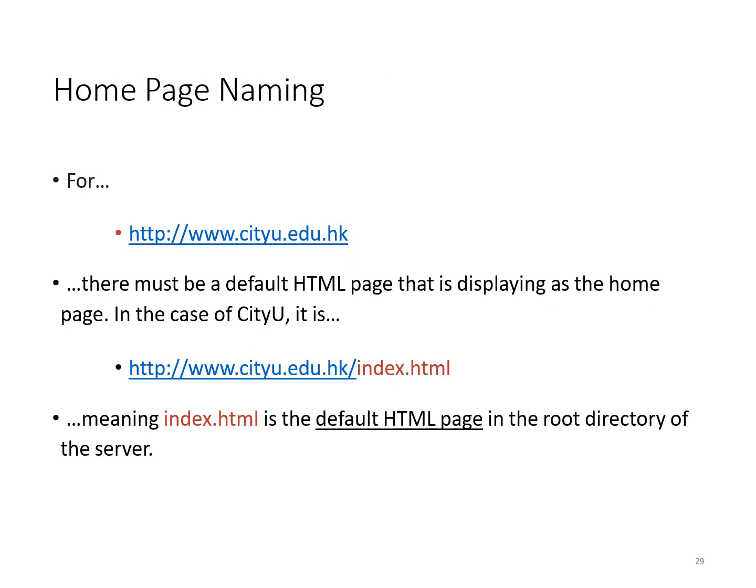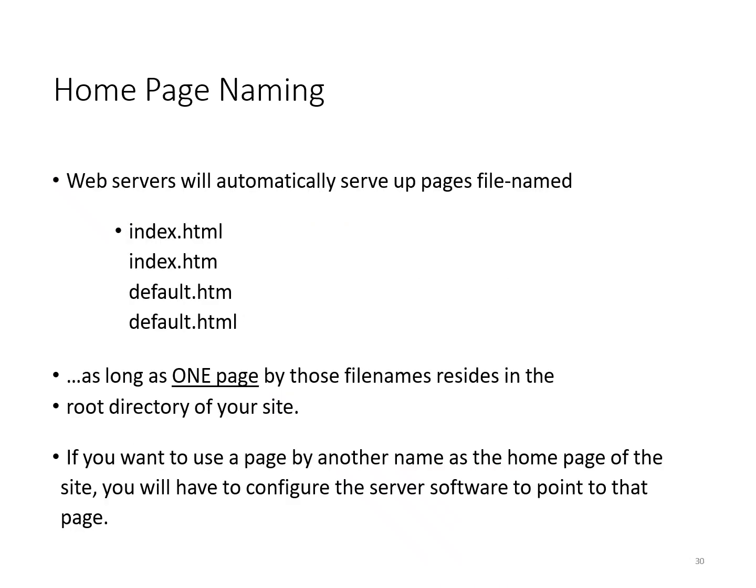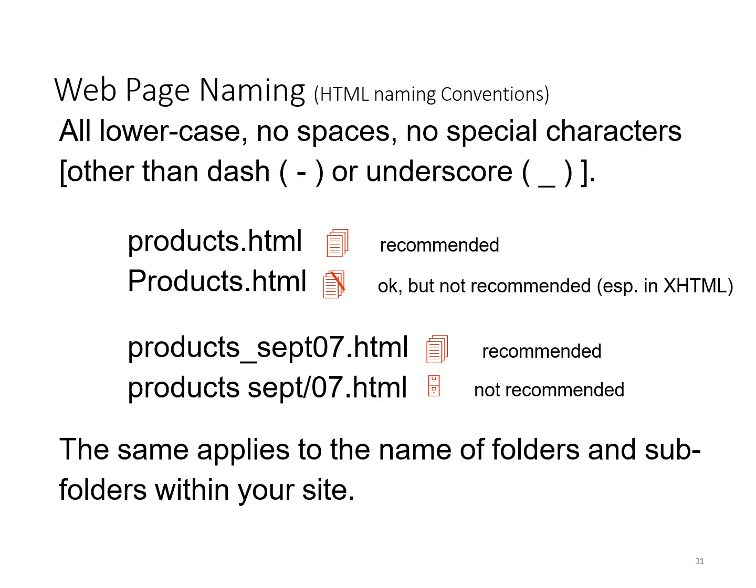Home page naming. There must be a default HTML page that is displayed as the home page. In this case, index.html is the default HTML page in the directory on the server. The web server will automatically serve a web page with the file name index.html or default.html, as long as there is one such page file name. Web page naming: all lowercase, no spaces, no special characters other than dash or underscore, for example product.html.